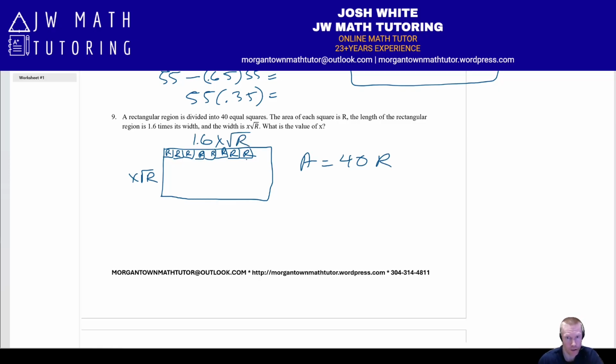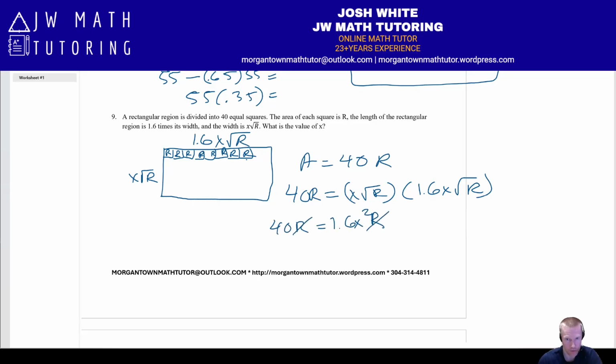So now what you can do is set the 40r equal to the length multiplied by the width. And so you notice what happens here. Root r times root r is r. X times x is x squared, and we still have a 1.6 in front. The r's will just cancel out or drop out. So it doesn't matter what r stands for. It's just going to cancel out of the equation.